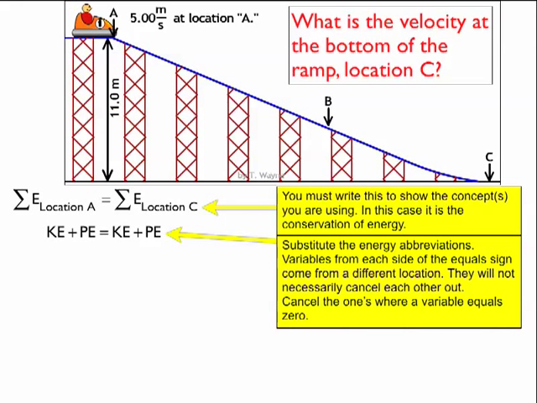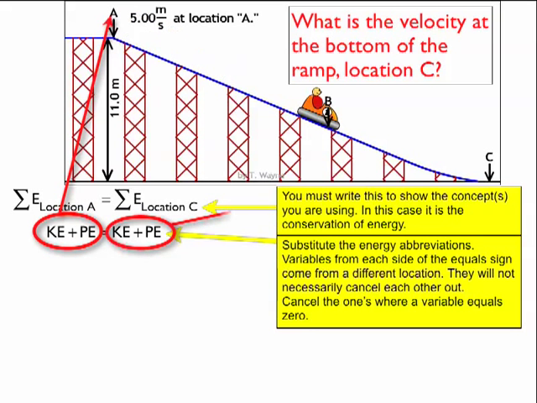And then I gotta look at the energies. At location A, there's kinetic energy and potential energy. At location C, there's kinetic energy and potential energy. So to help convey that to whoever's reading this, I wrote KE plus PE to indicate those are the energies I'm looking at, and then KE plus PE at location C, because those are the energies I'm looking at.